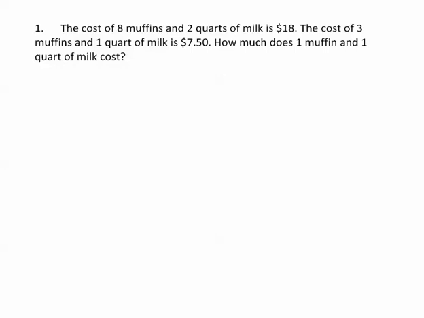In this problem, we are told that the cost of 8 muffins and 2 quarts of milk is $18. We are also told that the cost of 3 muffins and 1 quart of milk is $7.50. And the question we're asked to think about is, how much does 1 muffin and 1 quart of milk cost? Because we're asked to find 2 different items, we know we're going to be needing a system of equations.